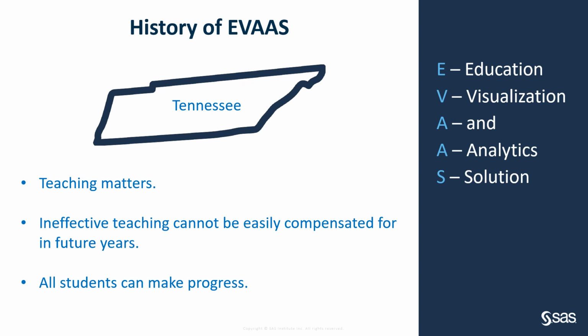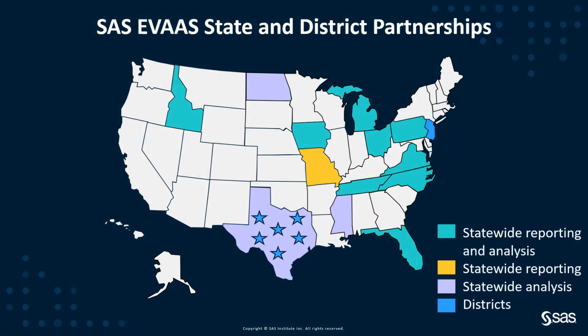This team's research established many of today's basic understandings about measuring teaching effectiveness. Their work made it clear that teaching matters. Ineffective teaching cannot be easily compensated for in future years, and all students can make progress and grow despite their backgrounds. Moving from the university to SAS enabled the EVAAS team to expand its work to many other states, which are pictured here. EVAAS is the most comprehensive secure growth reporting system, and it supports over 500,000 active users.